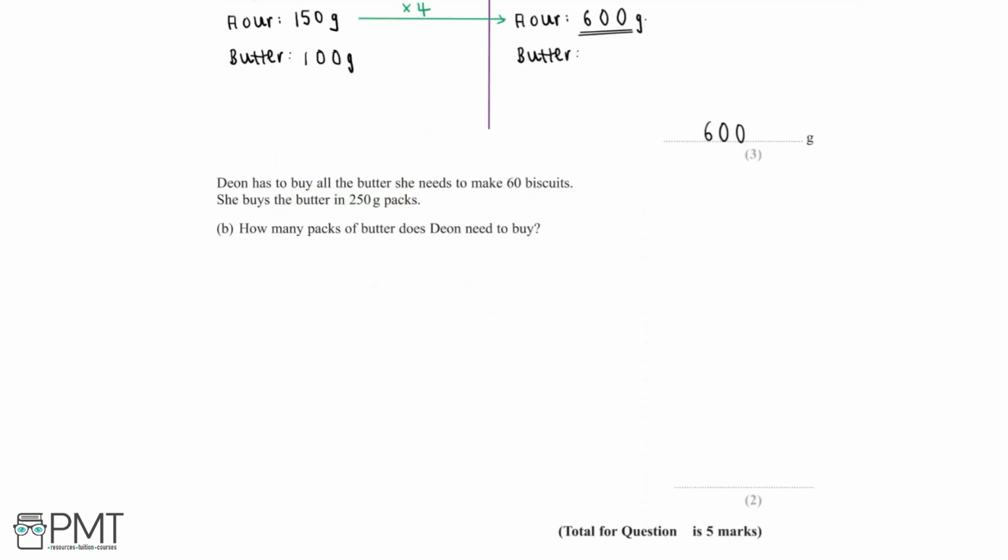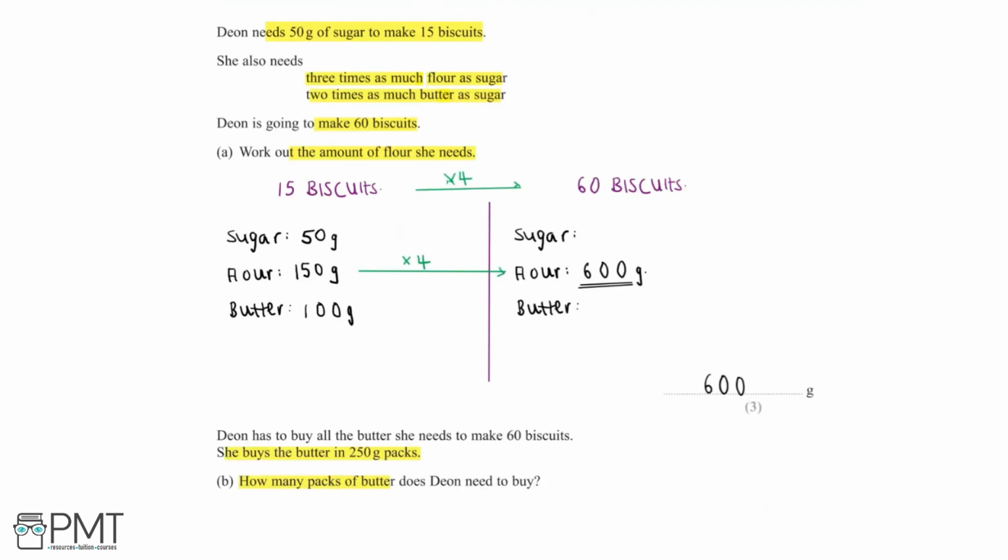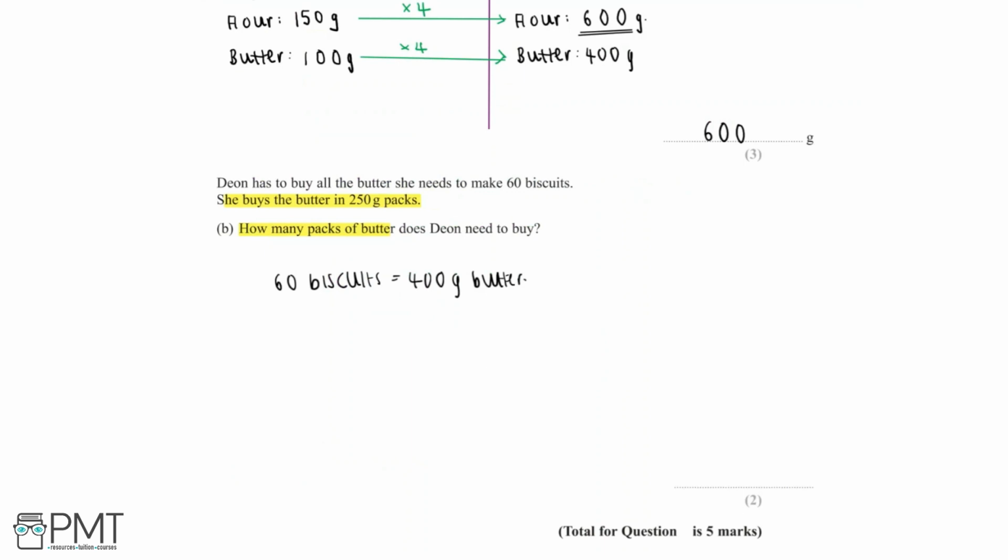Now in part B, we're told that Dion has to buy all of the butter she needs to make 60 biscuits, and she buys the butter in 250 gram packs. We need to find out how many packs of butter that Dion needs to buy. Well, first we need to find out how much butter she needs for 60 biscuits. We can go back to our diagram in part A to help us do that. We know that we need 100 grams of butter to make 15 biscuits. And so to make 60 biscuits, we'll need 100 multiplied by 4, which is equal to 400 grams of butter. So we now know that to make 60 biscuits, we need 400 grams of butter.